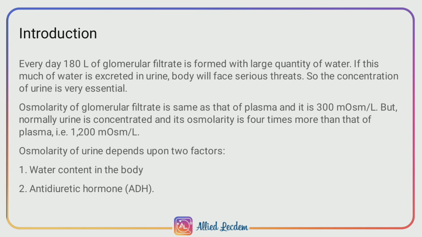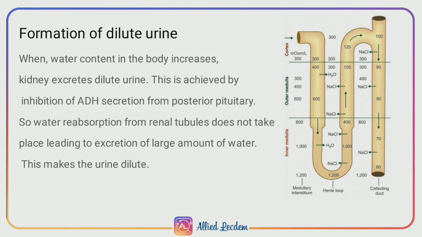The mechanism of urine formation is the same for dilute urine and concentrated urine till the fluid reaches the distal convoluted tubule. However, dilution or concentration of urine depends upon the water content of the body. How does the dilute urine form? When the water content in the body increases, the kidney will excrete dilute urine. When the secretion of ADH is inhibited, the reabsorption of water from the renal tubule does not take place. This leads to excretion of more water and this makes the urine dilute.